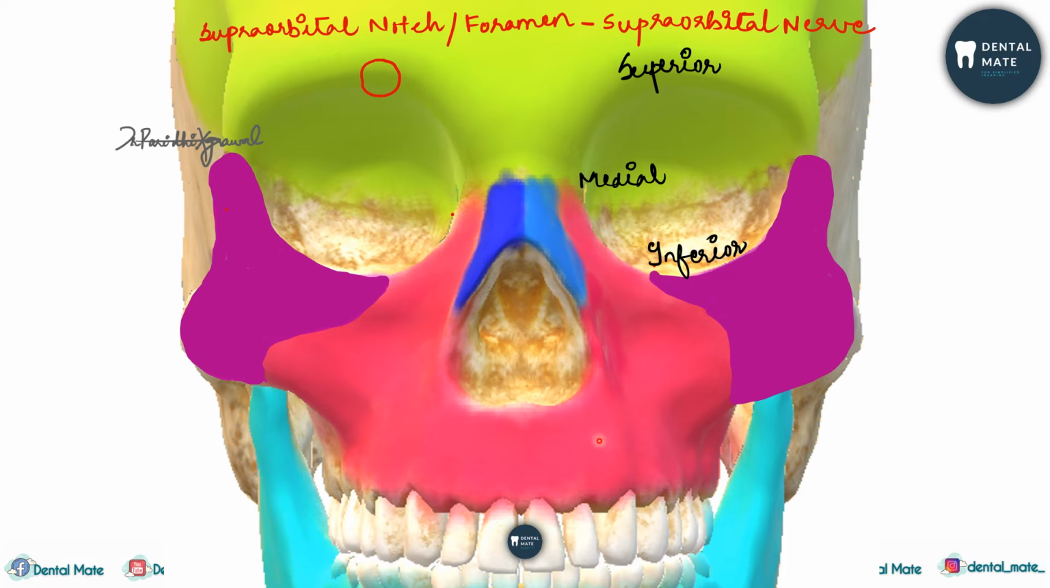Next, the medial margin is ill-defined. It is formed by the frontal bone above and the lacrimal crest of the frontal process of the maxilla below. Next is the lateral orbital margin. It is formed by the frontal process of the zygomatic bone and the zygomatic process of the frontal bone from above.